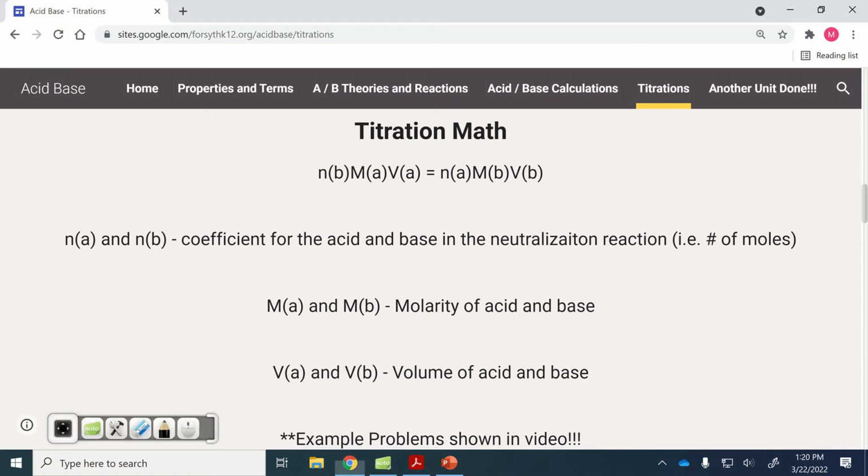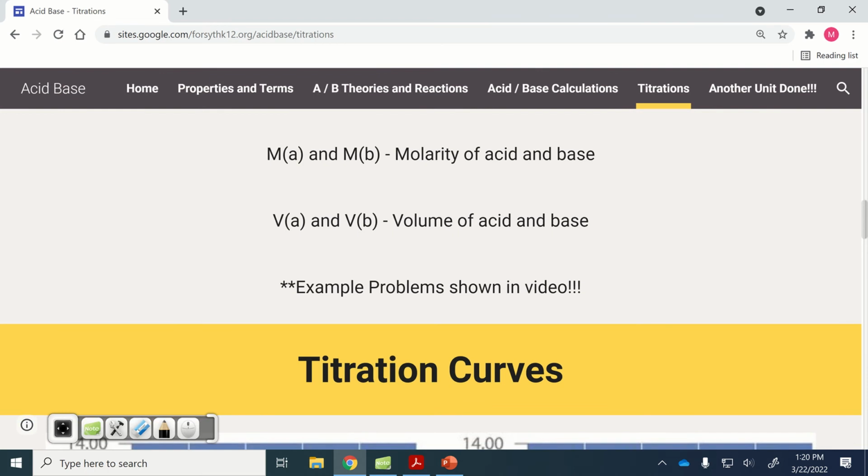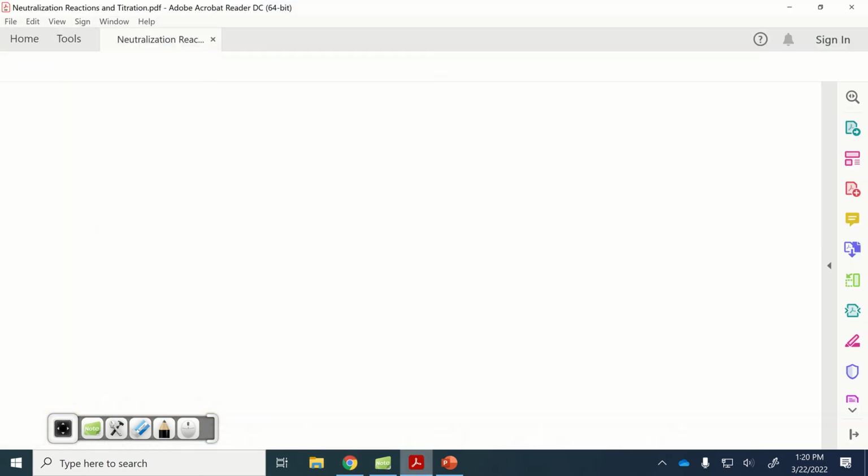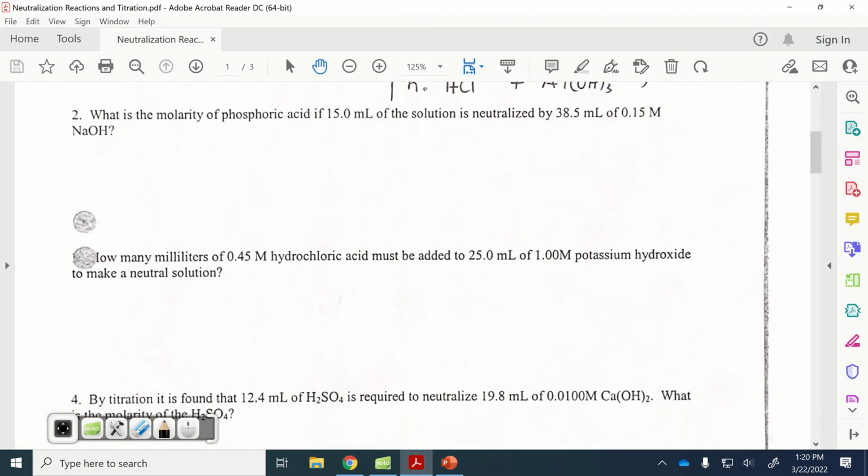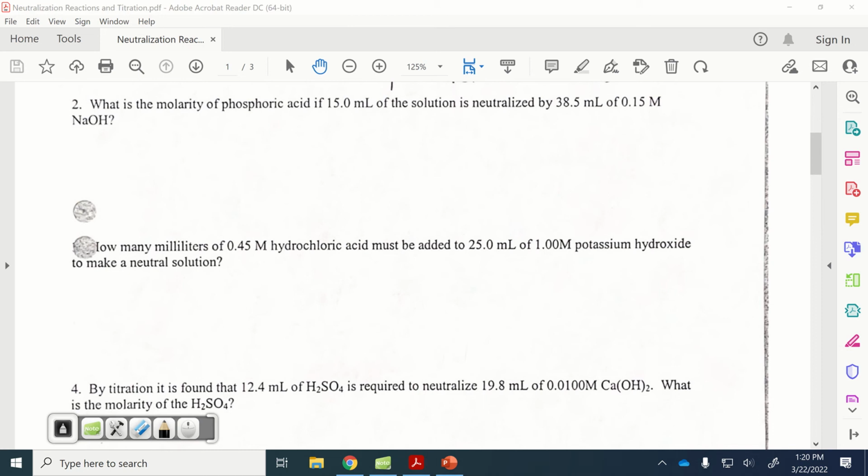Okay? So let's go ahead and jump straight to a problem instead of going to something else, so we can see this. All right? So let's say I have this problem right here, and we're going to see how this comes into play right away. What is the molarity of phosphoric acid if 15 milliliters of the solution is neutralized by 38.5 milliliters of 0.15 molar NaOH?